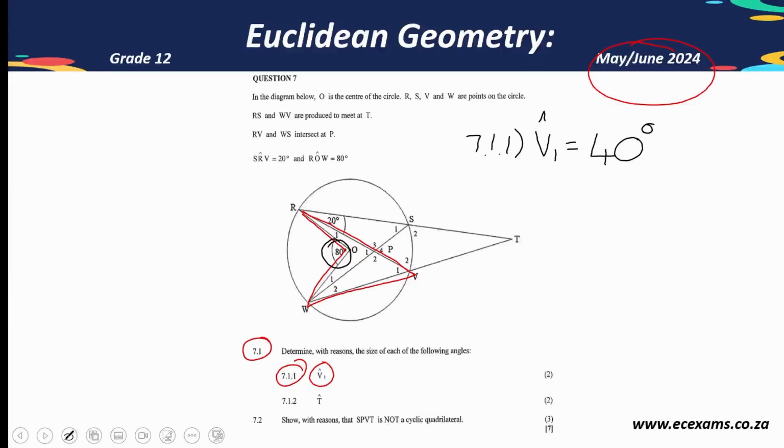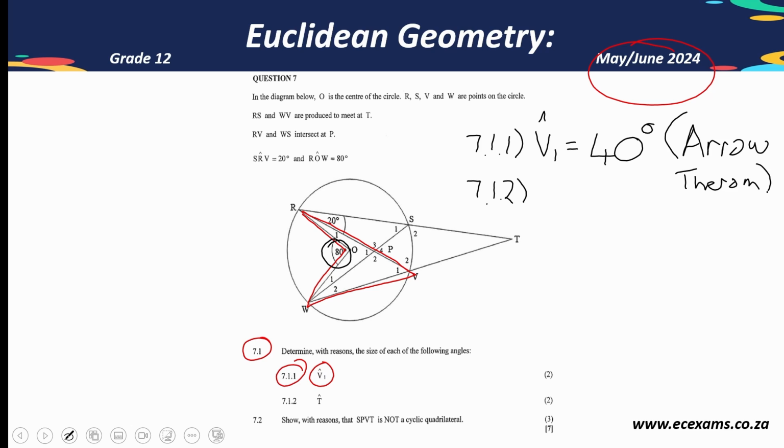This is where I have a problem, because you go 7.1.1, done. And you move on and you say 7.1.2. You have just lost 1 mark. You did not tell me, or the examiner, the reason why angle V1 is equal to 40. Remember what we said earlier. Very important. You cannot write arrow theorem.